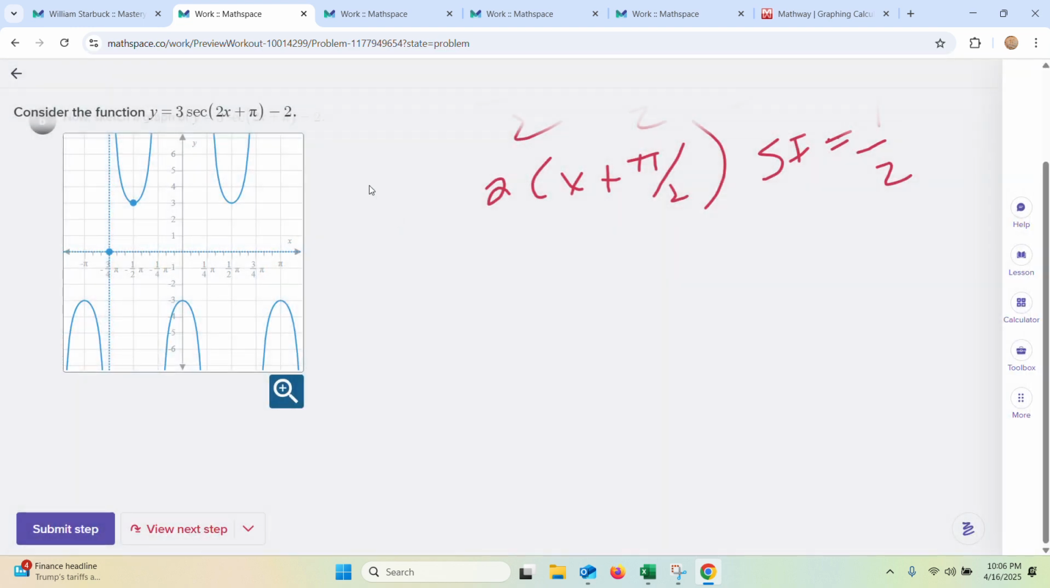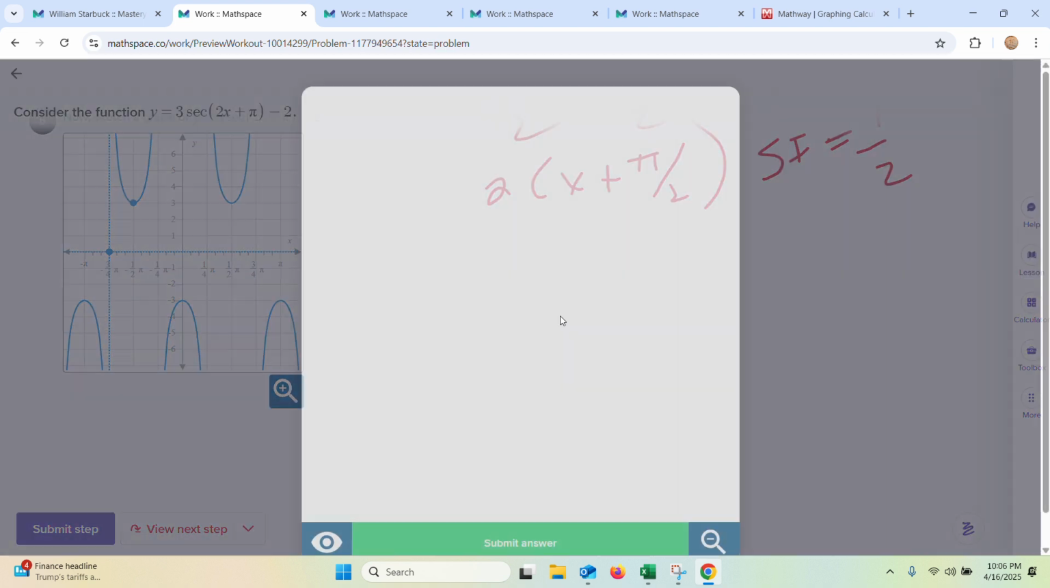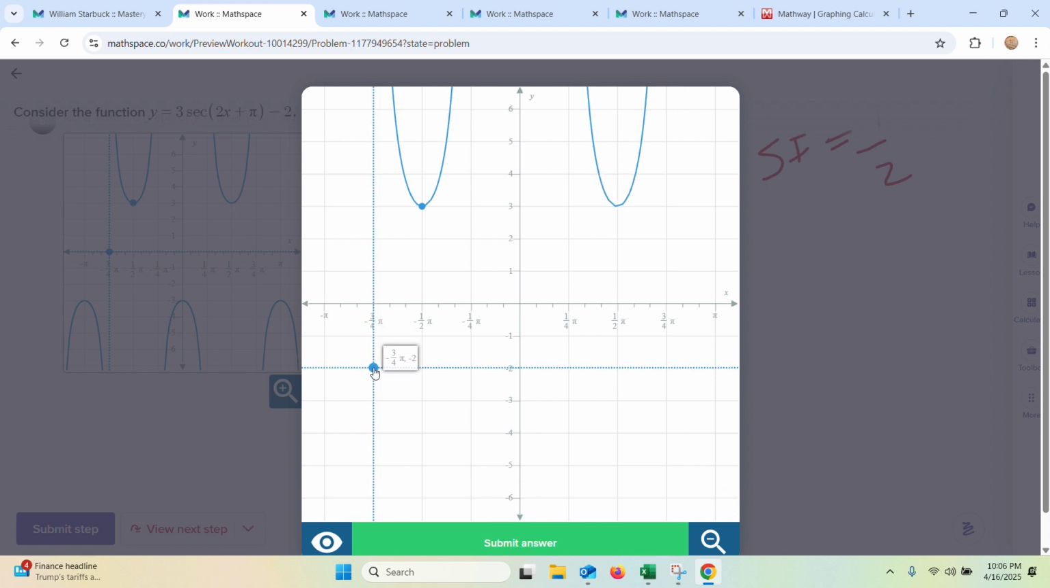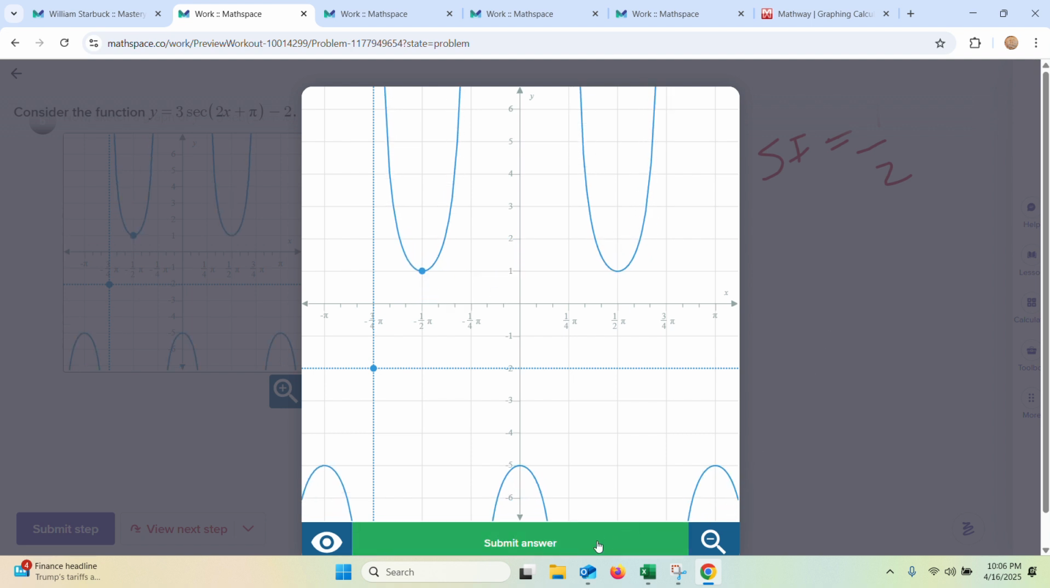Right? Pi over 2. And then we go down 2. Everybody goes down 2. 1, 2. 1, 2. Voila.